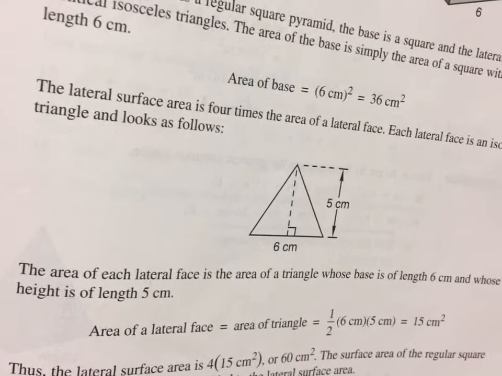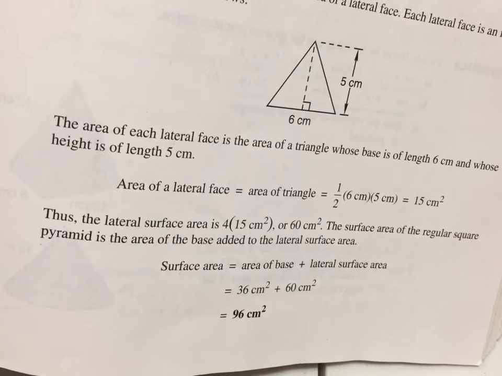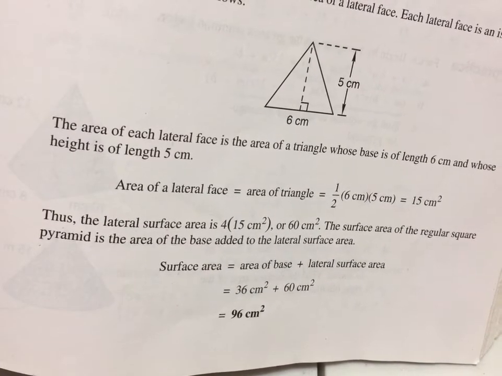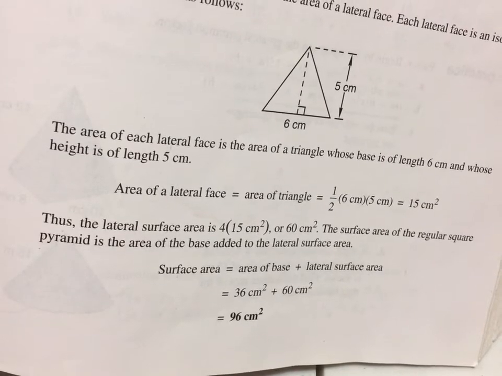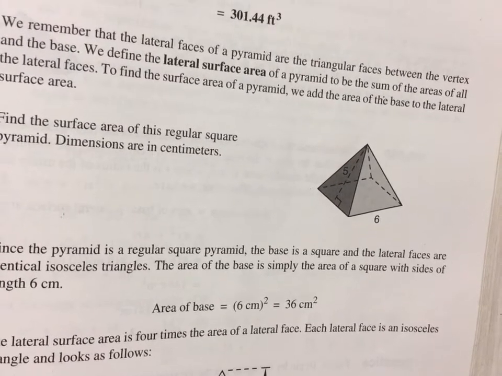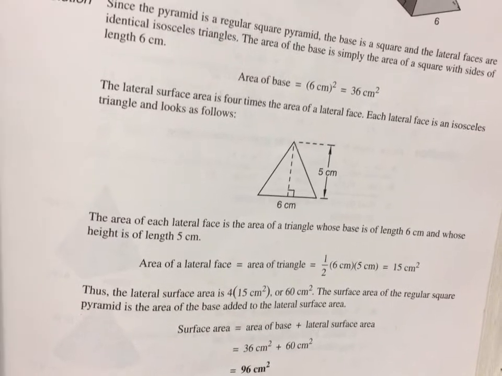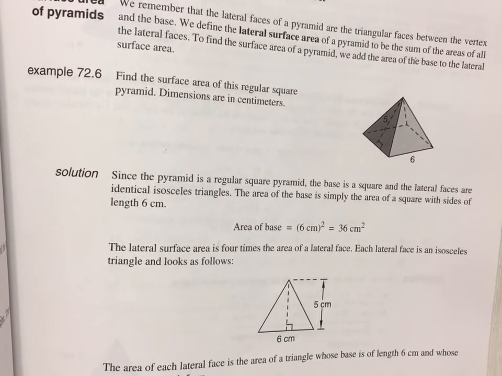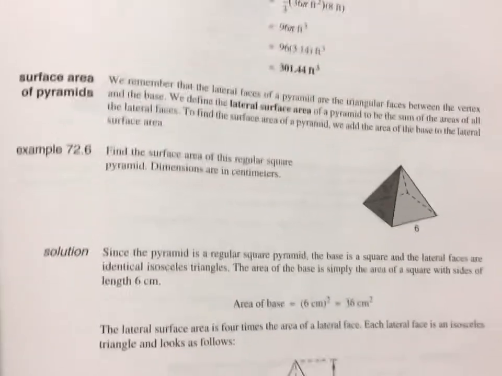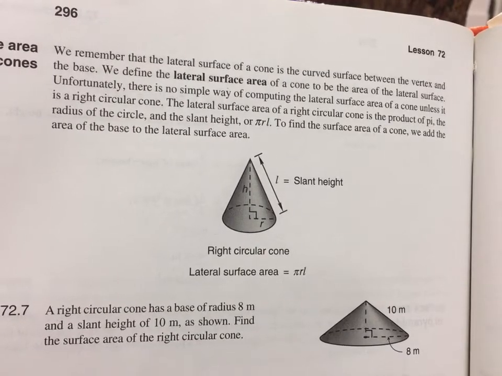15 times 4 is 60 centimeters squared. And then we have to add the base, which was 36. So altogether, it's going to be 96 centimeters squared is the total surface area of that pyramid. Isn't that cool? Okay, so that is the surface area of pyramids. And I have to stop because I have to turn the page. All right, so this is a pretty long section, but we're almost to the end of it.